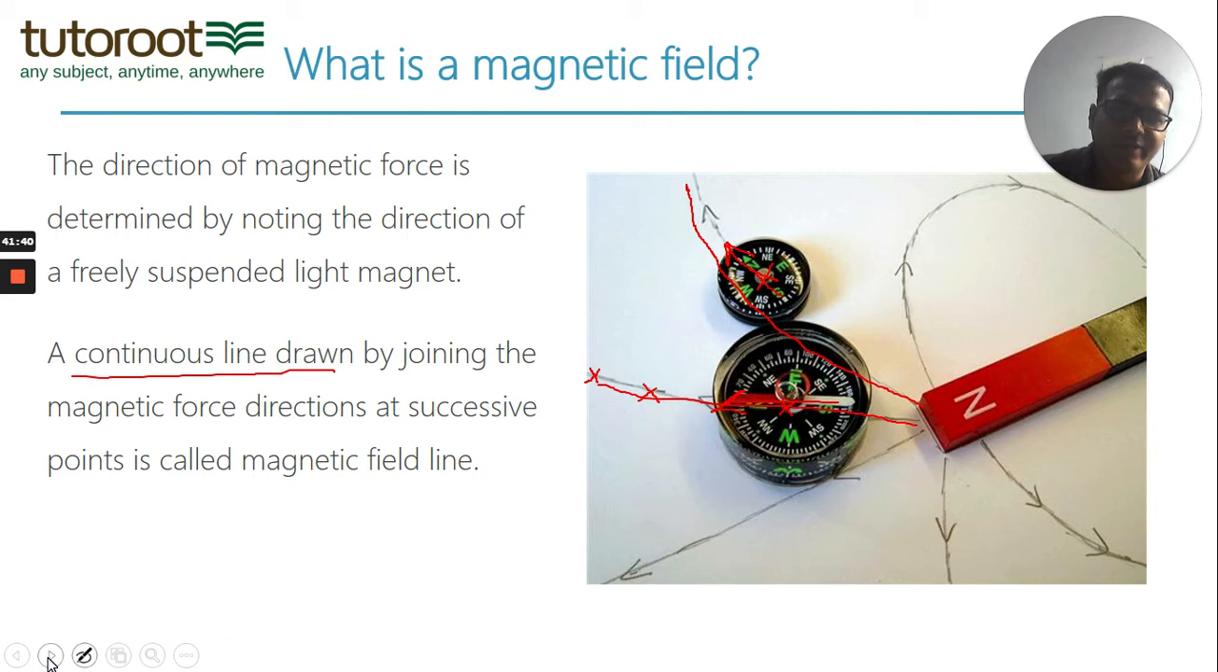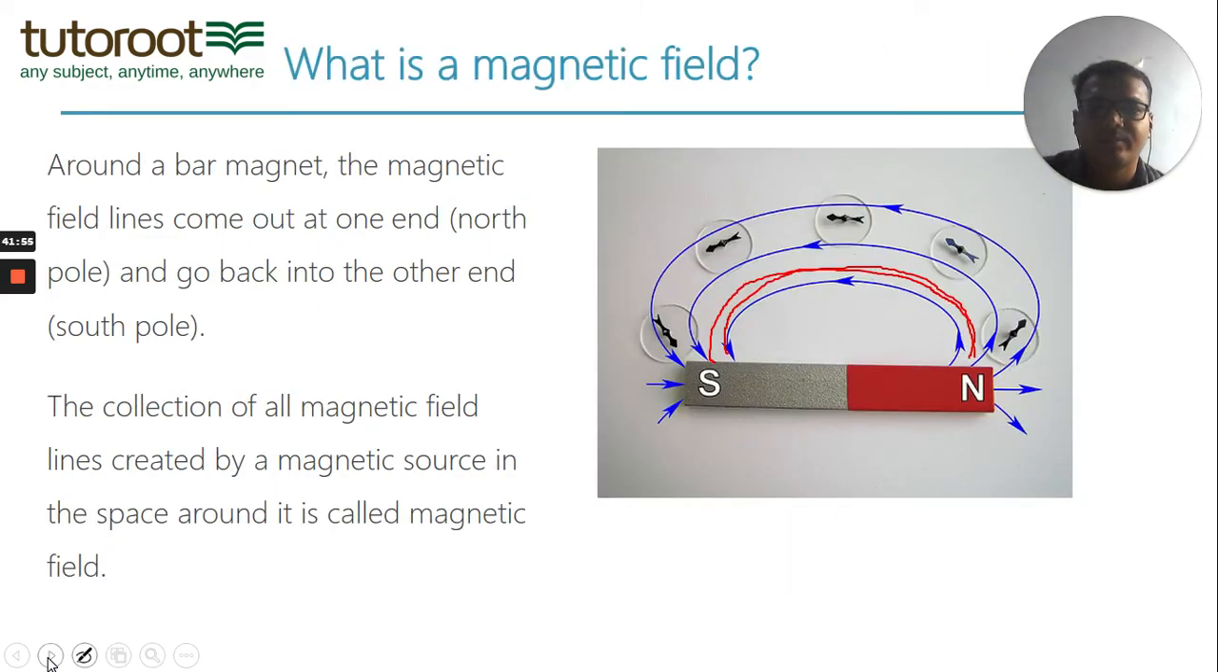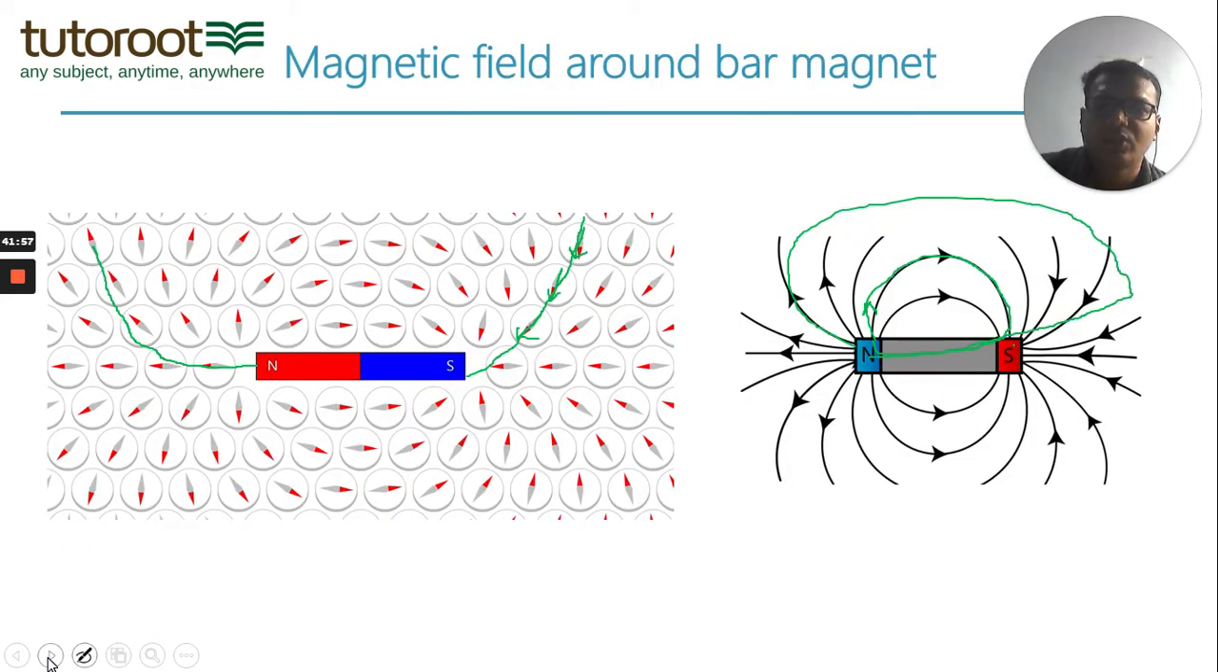How to draw a magnetic field? You take a compass and keep it at each point and note the direction of the compass needle. The direction of the needle at each point will give you the direction of the magnetic force at each point. Now at all these points you join the directions and you form a single continuous line. So you can see magnetic field lines in a bar magnet, they come out from the north pole and they get back into the south pole and they keep moving within.